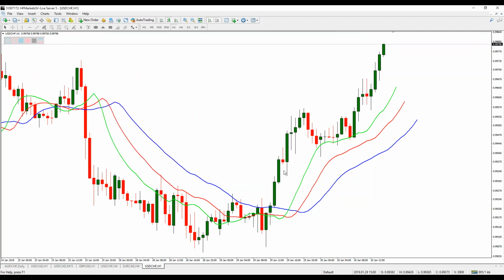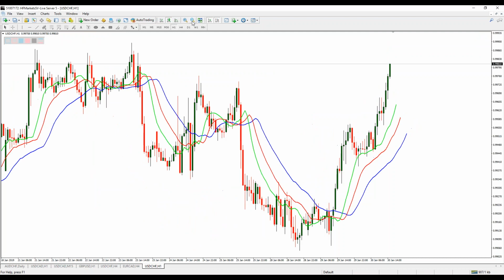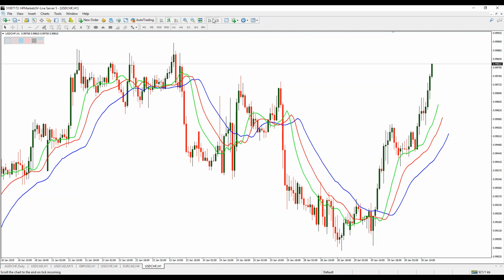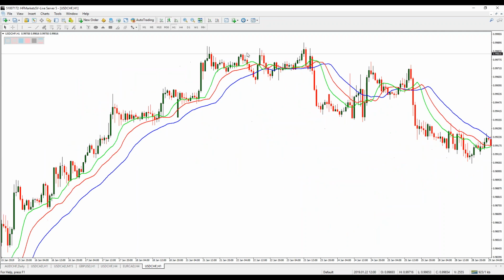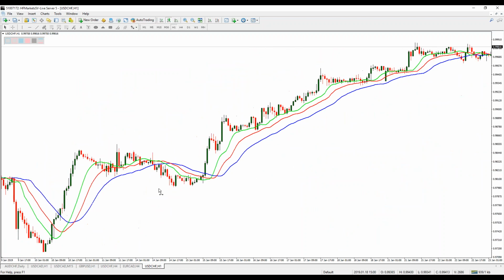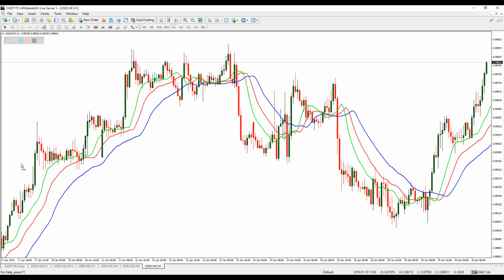So today we focus more on the H1. But the problem with the H1, if you see, there are a lot of sideways false signals. Here is the false signal region. Here is the false signal region. Here is the false signal region. So there are a lot of false signals.